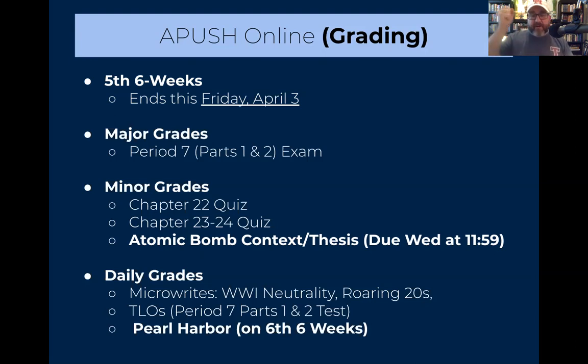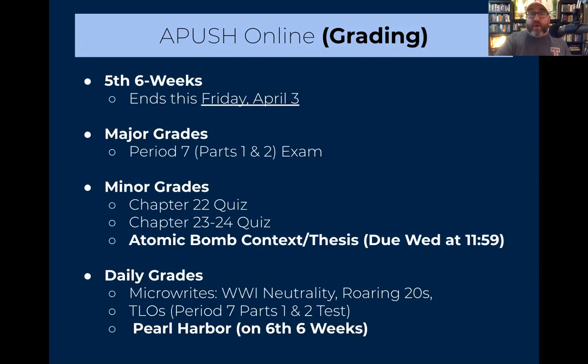We've got a smattering of daily grades in there, including the World War I neutrality micro-write and the Roaring Twenties micro-write. If you didn't get a chance to write those, I will give those to you separately. Just email me and you can turn that in to me. I'll set up a separate portal for you on Canvas. And the TLOs parts 1 and 2 for that period 7 test should already be done. And the Pearl Harbor micro-write that you're doing tonight or should have already done is going to go on the next 6th 6 weeks.